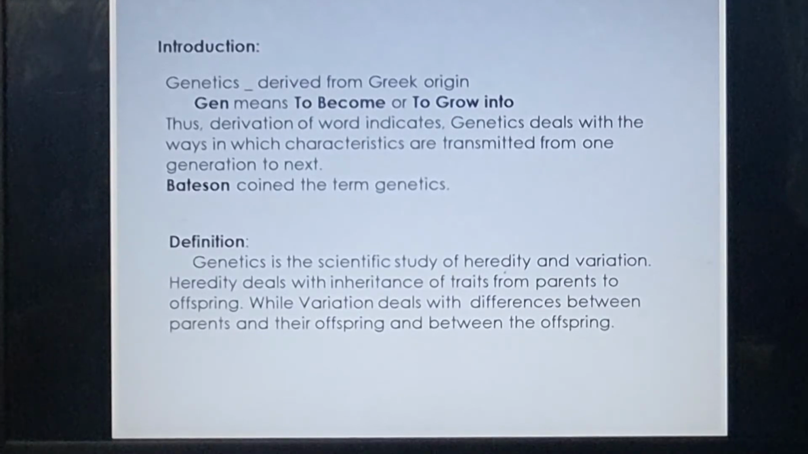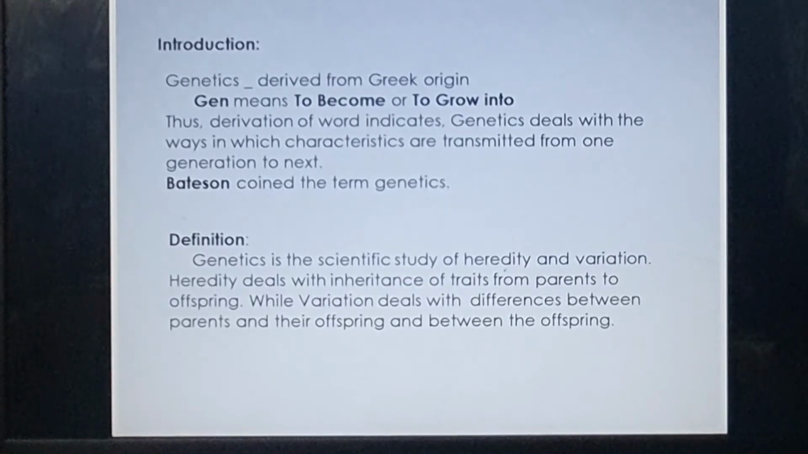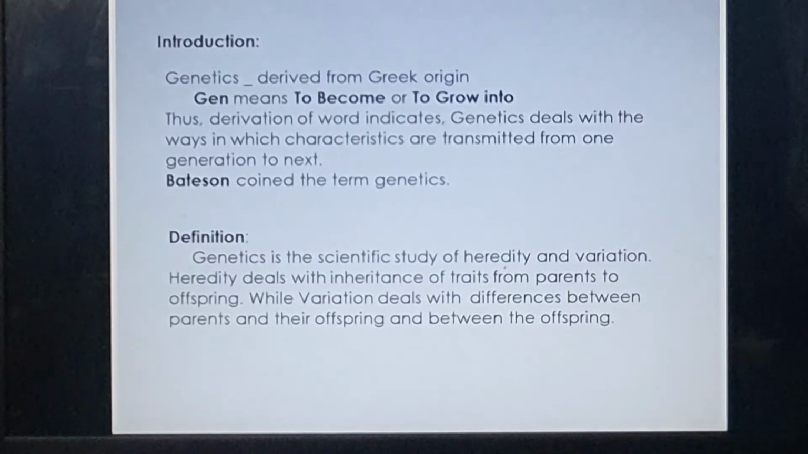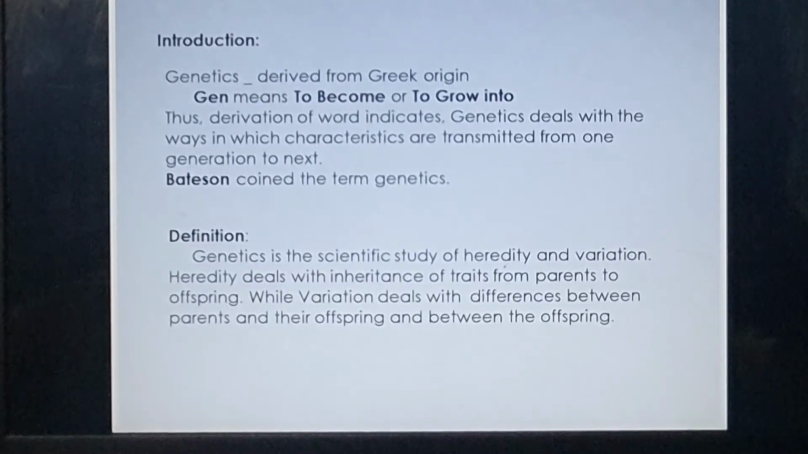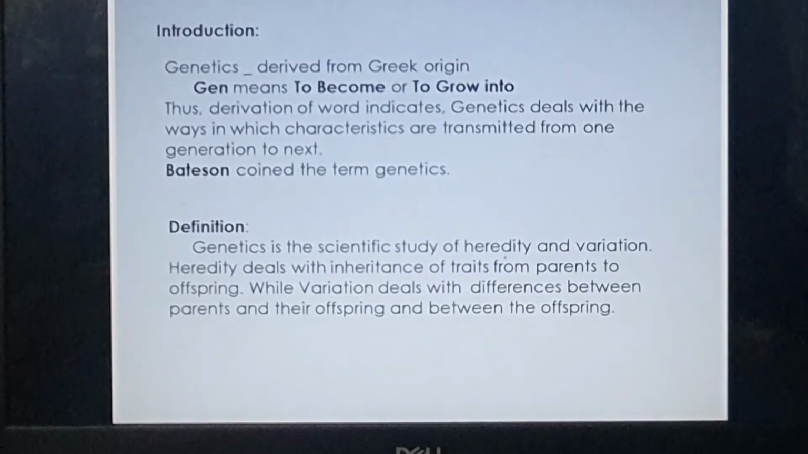On the basis of definition, we can define genetics as a branch of biology that deals with the study of heredity and variation. What is heredity? Heredity is the inheritance itself, meaning transfer of characters from one generation to the next generation. Whatever we get from our parents and transfer to the next generation, these characters keep transferring from the first generation to the second and to the third. These are called hereditary characters.